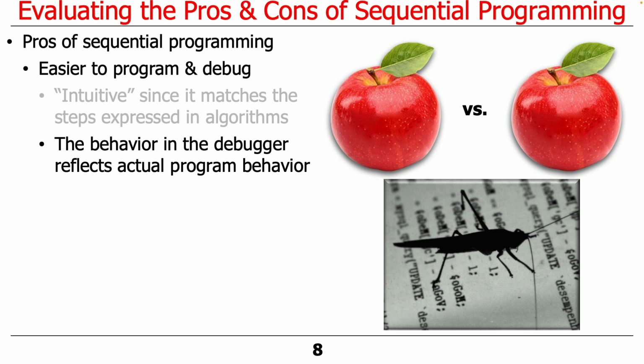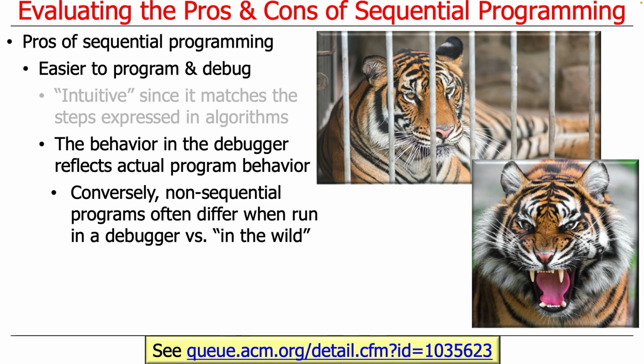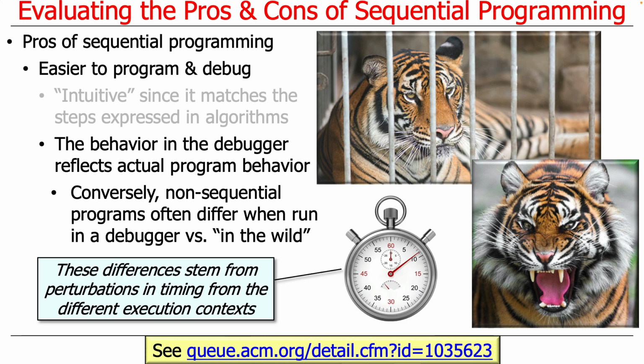Another thing that makes sequential programming nice is that the behavior in the debugger actually reflects what your program does, which is a huge win. You don't end up with so-called Heisenbugs. Conversely, non-sequential programs, concurrent and parallel programs, often differ when you run them in the debugger versus when you run them in the wild, in the production system. Which of course is really frustrating, because everything works great when you're debugging, and then you deploy your system and it crashes and weird results happen, and it's like, what is going on here? You can read this link for more information about why that happens and what to do about it.